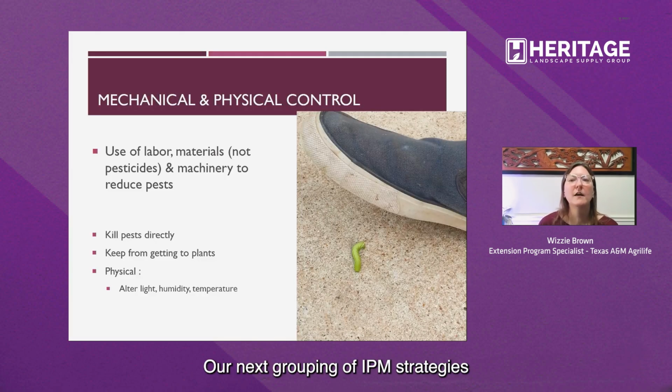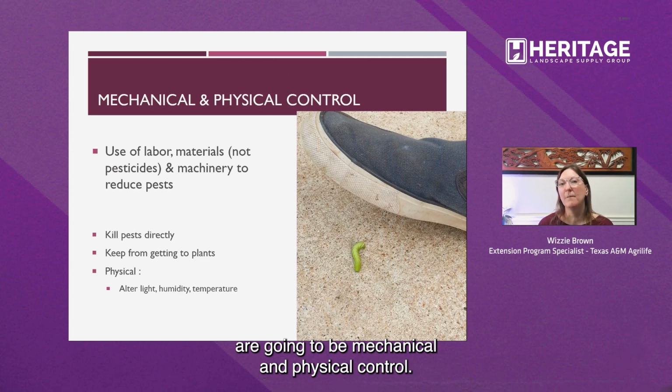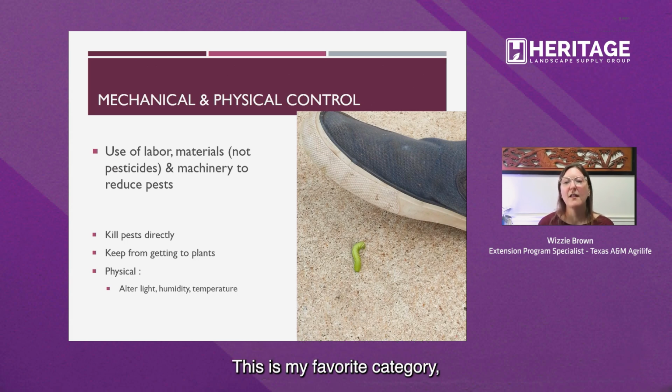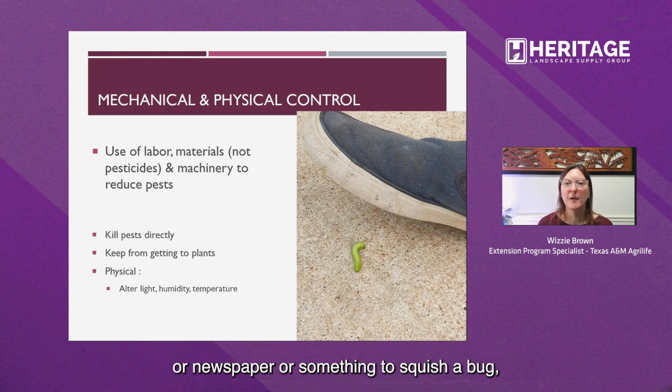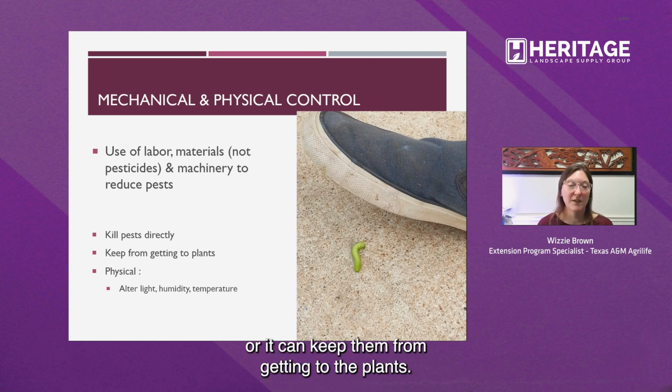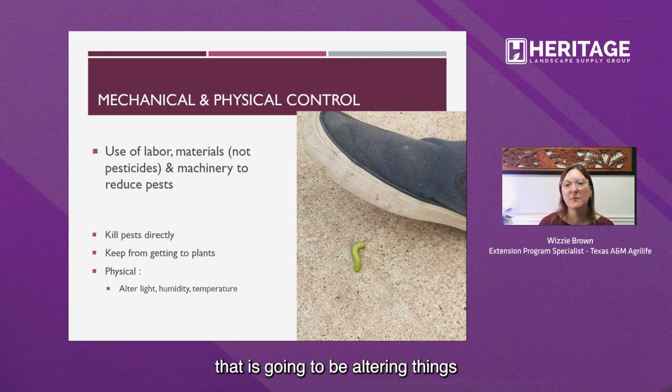Our next grouping of IPM strategies are going to be mechanical and physical control. This is my favorite category. And this is using labor, materials, and machinery to reduce your pest problems. So if you've ever stepped on a bug or used a fly swatter or newspaper or something to squish a bug, you have done mechanical control. That is essentially what you're doing. So this is going to be something that kills the pests directly, or it can keep them from getting to the plants. And when we're looking at physical control, that is going to be altering things like light, humidity, and temperature.